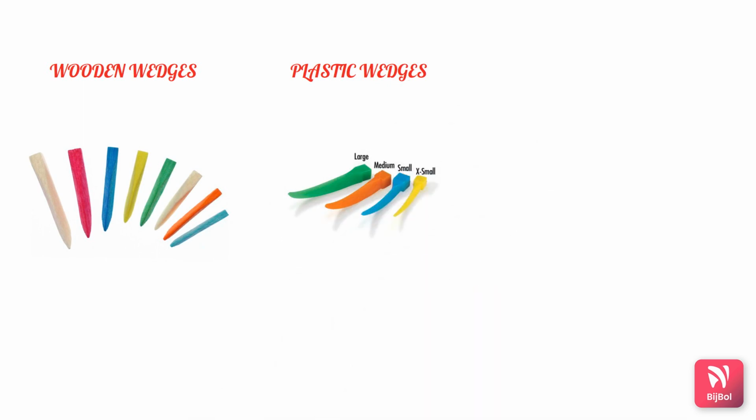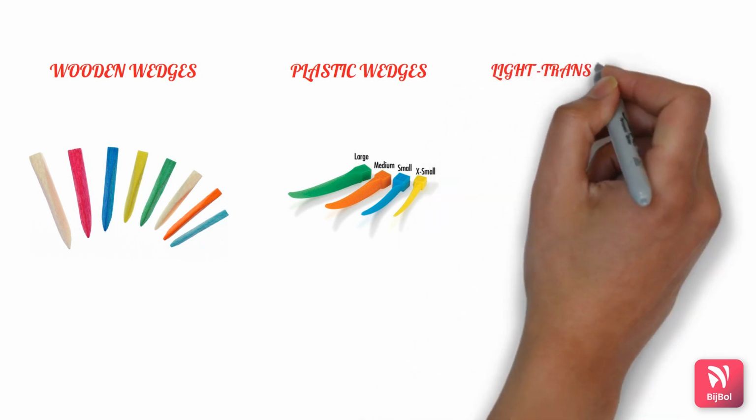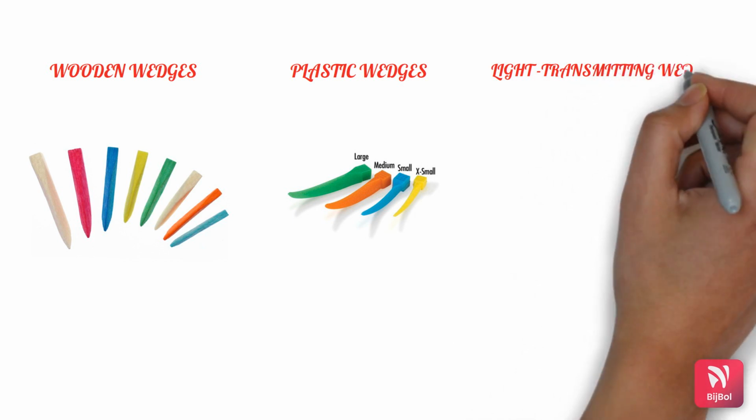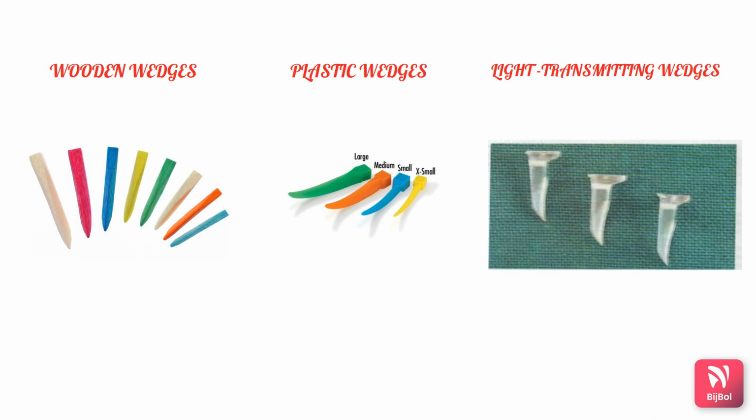If we discuss the plastic wedges, they are commercially available for use with either transparent matrices or metal matrices. Now we'll see the light transmitting wedges. They are special plastic wedges which are transparent and have a light reflecting core. They are designed for use with transparent matrices while placing class 2 composite restorations.